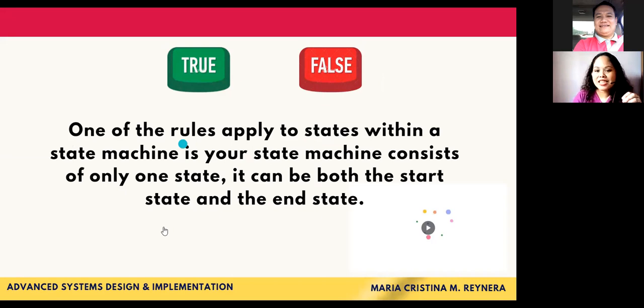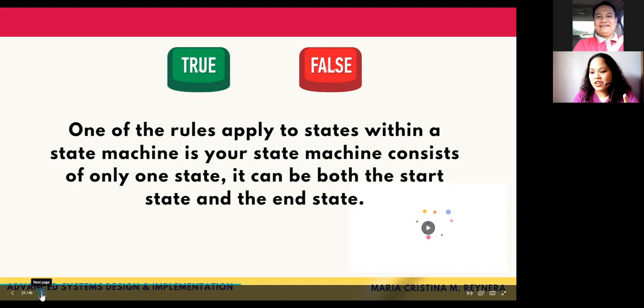So, what do you think is the answer? Is it true or false? I think I need to rephrase that. The best way to rephrase it is: a state machine consists of only one state, and it can be both the start state and the end state. There's a lot of states, right? Okay, what do you think? Is it true or false?